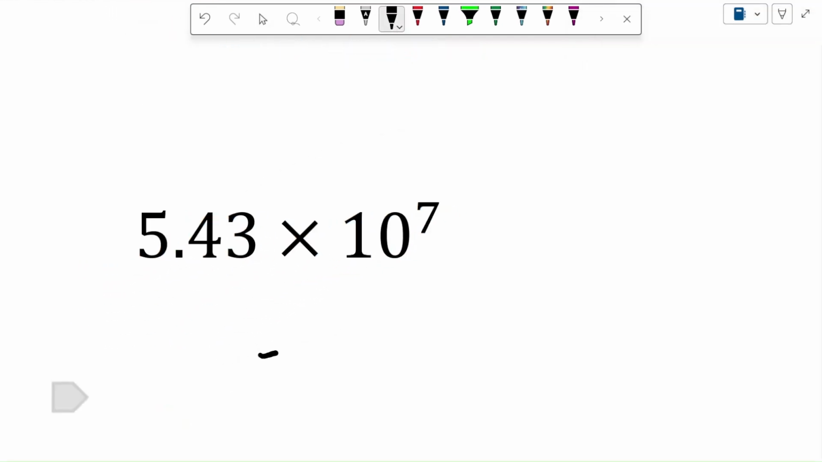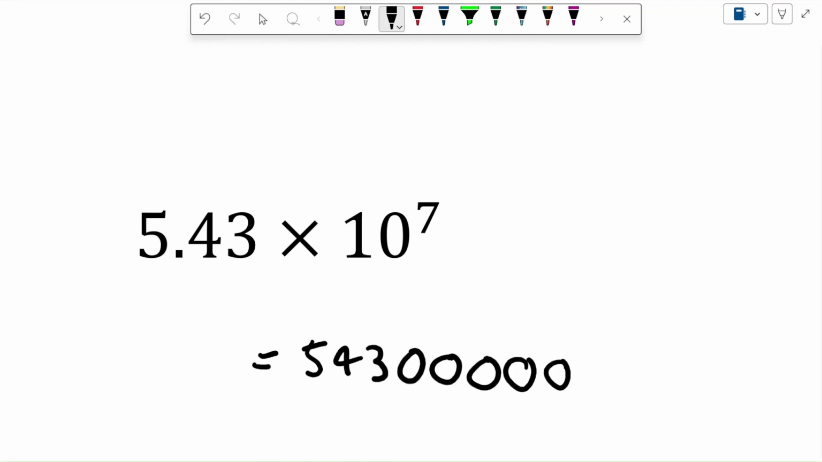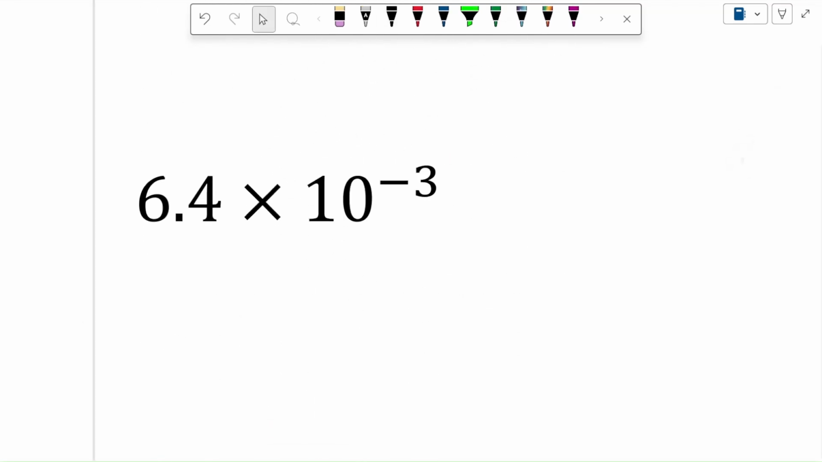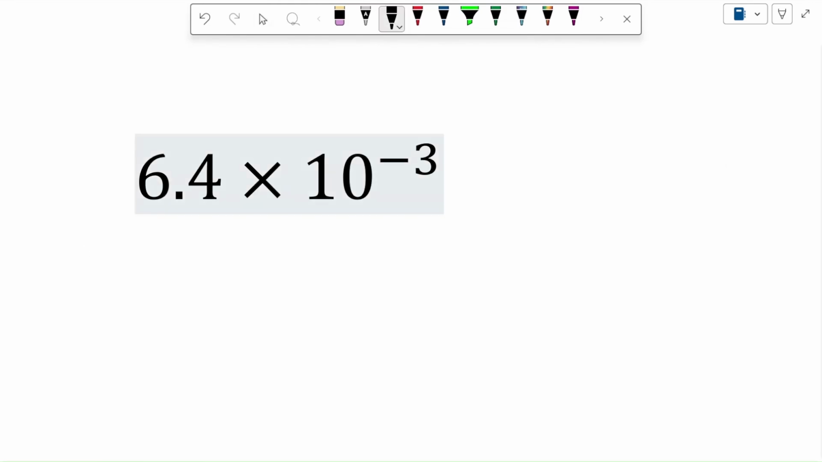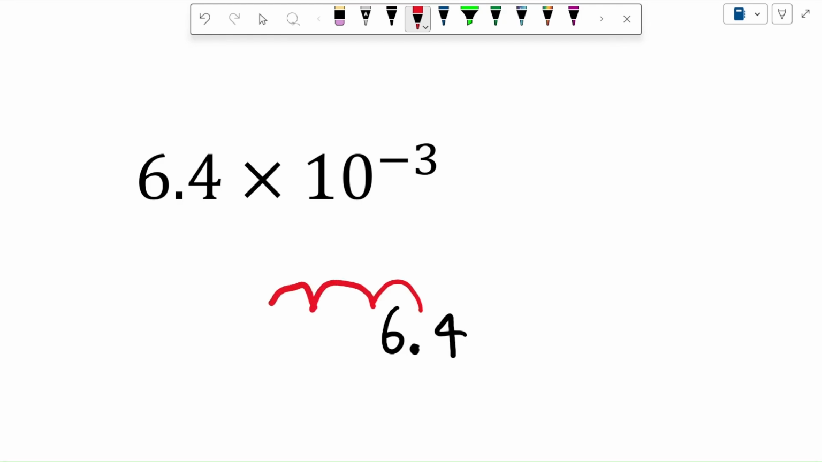5.43 times 10 to the 7 would be 543, and then we'd have 5 more zeros. 6.4 times 10 to the minus 3, well, it's 6.4, and we want to move the dot back 1, 2, 3 times. So there would be zeros in the gaps there, and that's where we'd end up.